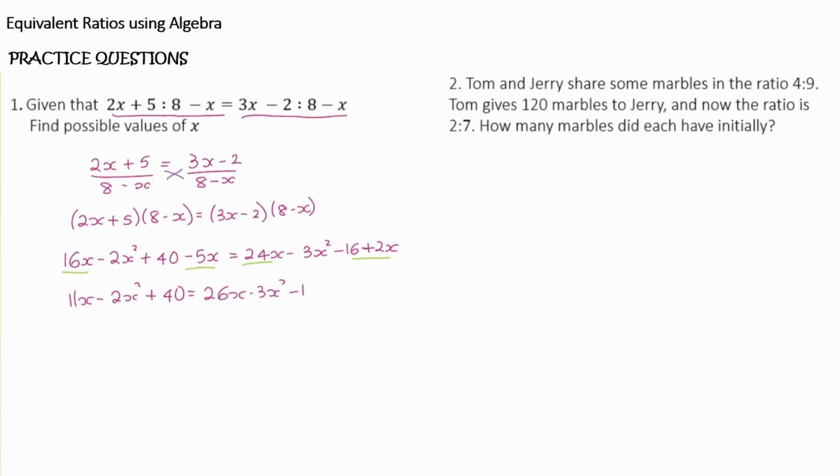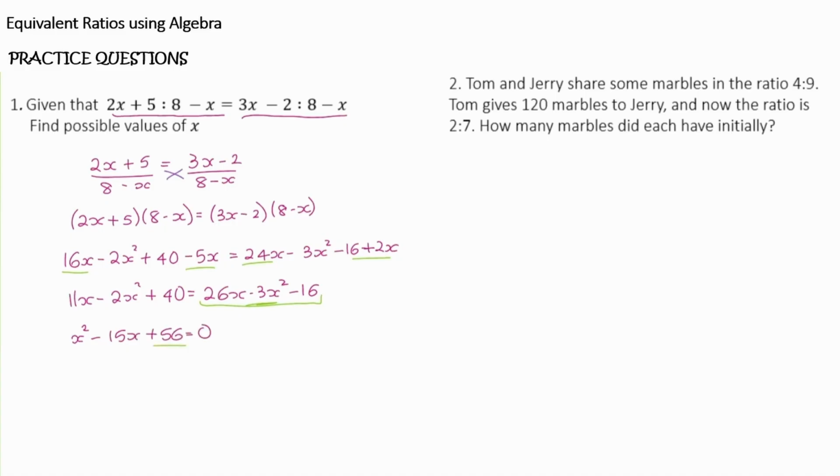We can then move the whole of the right-hand side to the left-hand side. So if we first add our x squared terms, so we can put it in a proper quadratic form. If we add 3x squared on both sides, we will have just x squared. If we take away 26x, we will have minus 15x. And if we add 16, we will have plus 56.